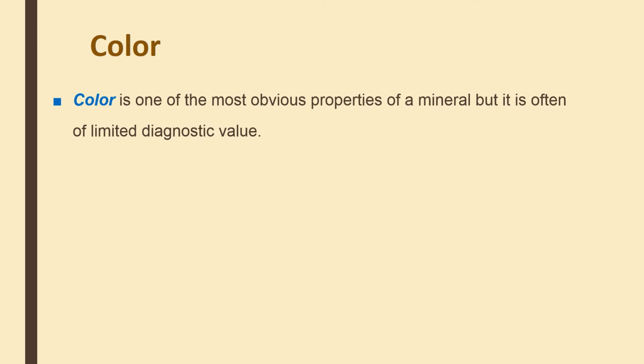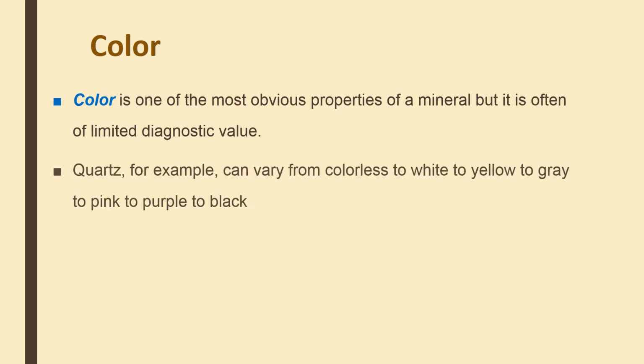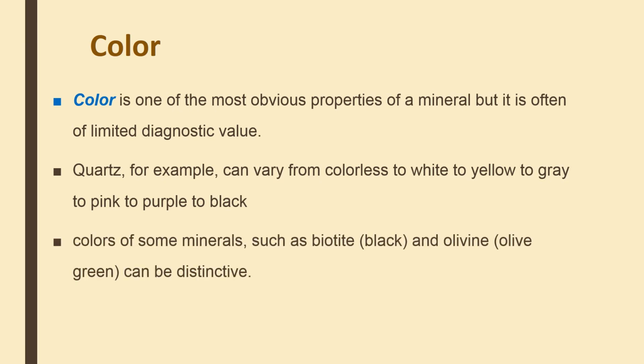When it comes to color, color is one of the most obvious properties of a mineral, but it is often of limited diagnostic value because sometimes one mineral has many colors, like quartz, as we will see. Quartz, for example, can vary from colorless to white, yellow, gray, pink, and purple. The colors of some minerals, such as biotite, black, and olivine, olive, can be distinctive. But for quartz, this is not the case.